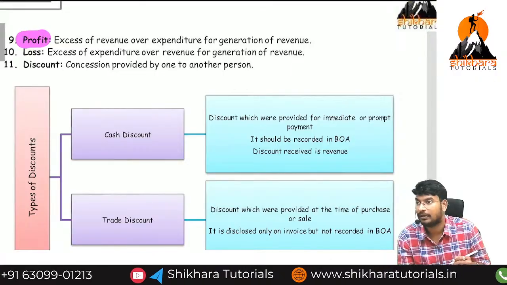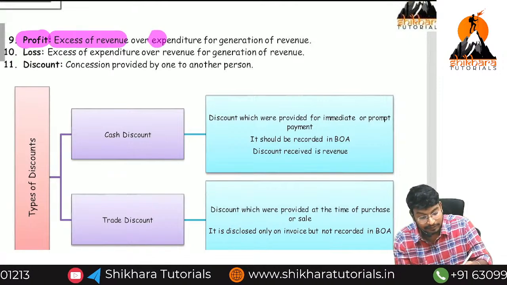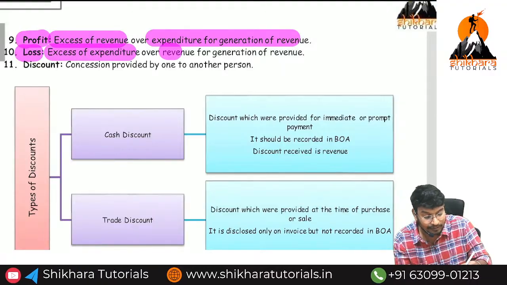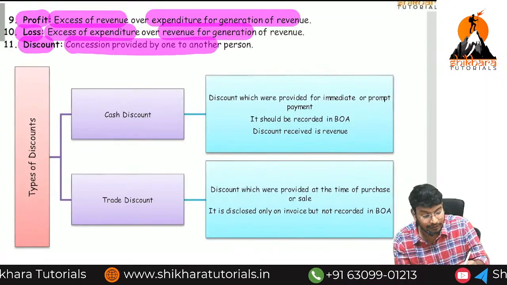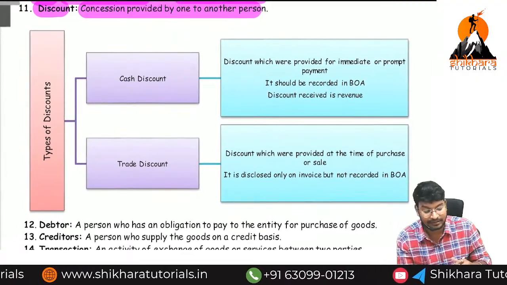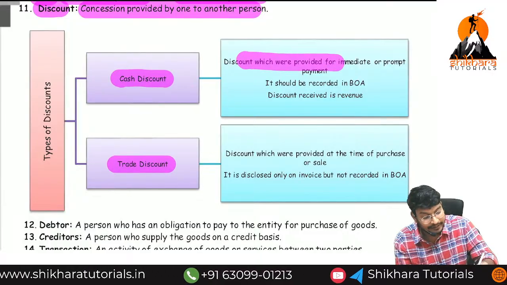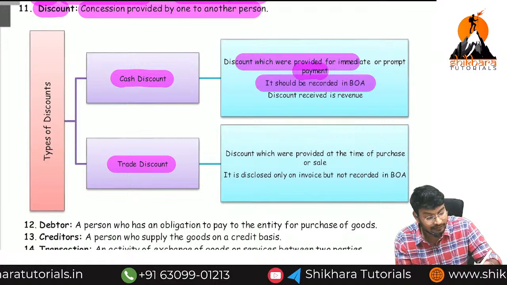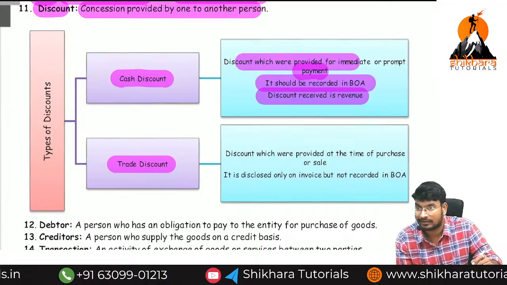What is the meaning of profit? Excess of incomes over expenses, excess of revenue over expenses for generation of revenue. What is the meaning of loss? Excess of expenses over revenue. Next, what is the meaning of discount? Concession provided by one to another person, nothing but reduction in value of selling or purchase. How many types of discounts are there? Cash discount and trade discount. The discounts which were provided for immediate or prompt payment should be recorded in the books of accounts. Discount received is revenue and discount allowed is a loss or expense.